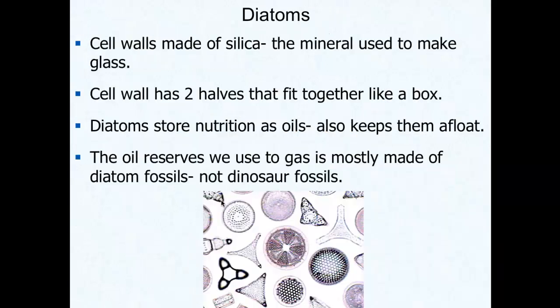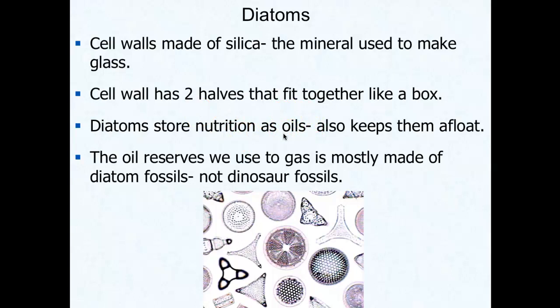The next one, letter B, diatoms. These are really beautiful organisms you can see here. They're very geometric. Their walls are made of silica, and silica is a precursor. I mean, it's in sand, but it makes glass, right? So these are basically almost glass-like organisms. They fit together like a box. They have two halves, and they store oil. So they create an oil as their energy source, which isn't surprising.